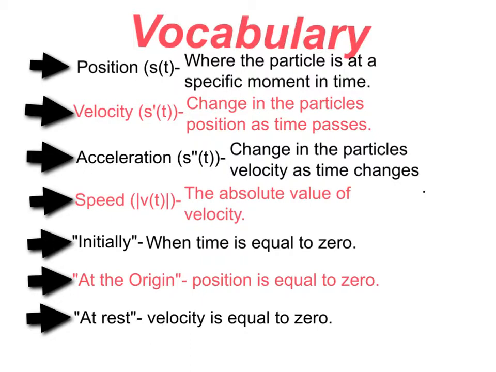as time changes. Speed is the absolute value of velocity, which means it is always positive. Initially is when the time is equal to 0. At the origin means the position is equal to 0, and at rest means the velocity is equal to 0.